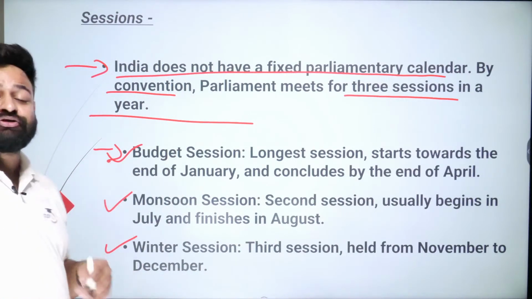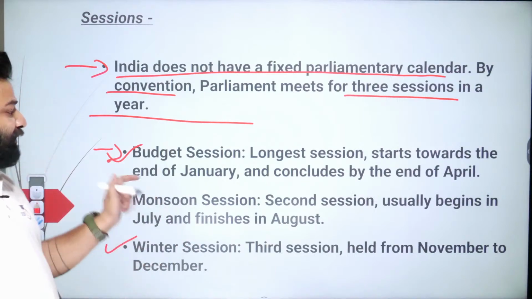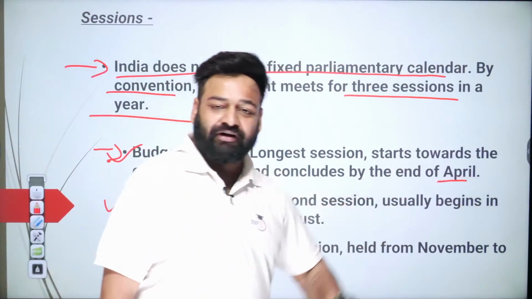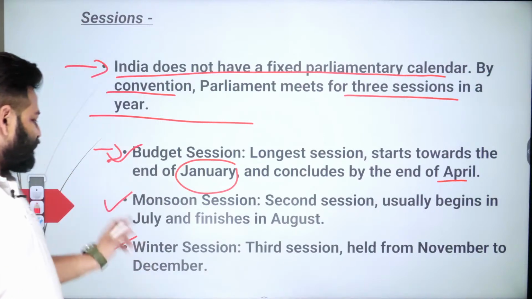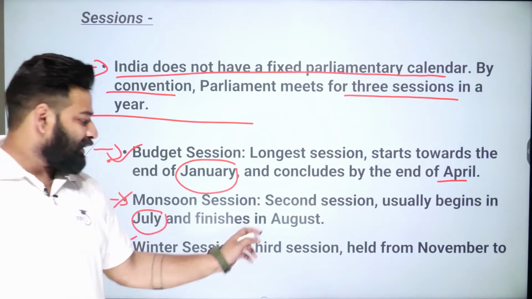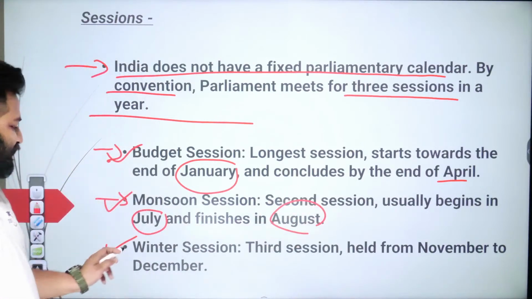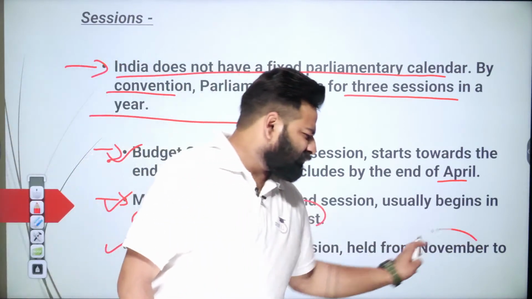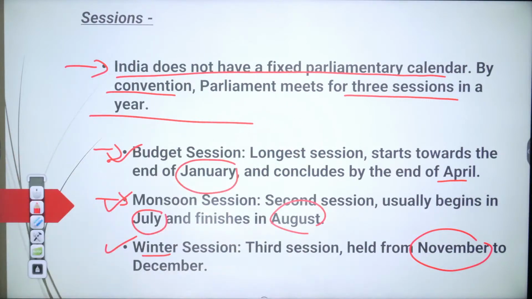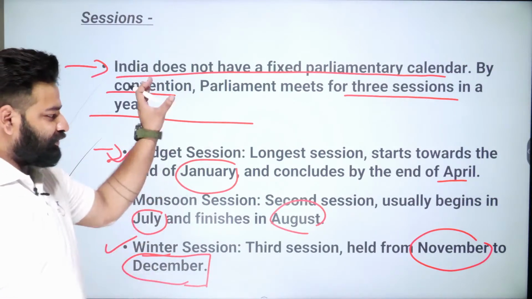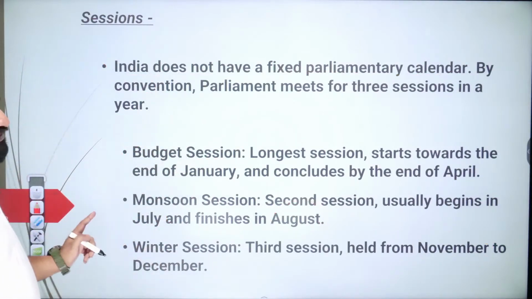The budget session, which is also the longest session, starts from January or February and continues till the end of April, as it is going on right now. The second one is the monsoon session, which starts nearly during July and finishes by August. The last one is the winter session, generally one of the smallest, which starts from November and ends by December. So these are the 3 sessions of parliament. Remember, it is not through any statute or rule, it is just through convention.